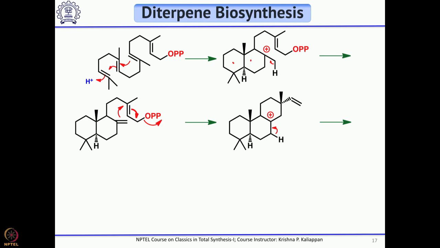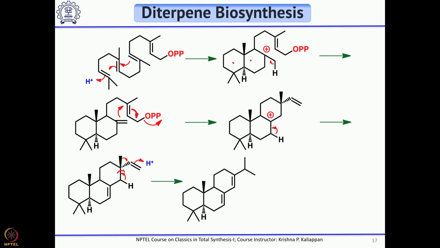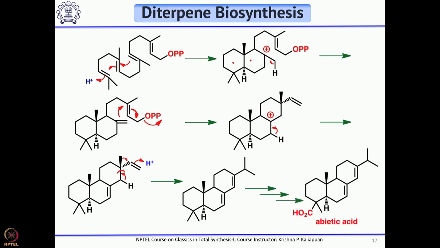The hydrogen from here is lost, and you get an internal double bond. Now another internal double bond is formed because of conjugation through this mechanism. And that leads to a natural product called abietic acid, and this is the key transformation. And from here, one can think of converting this abietic acid into many diterpenes. From diterpene, now we'll move to steroid.